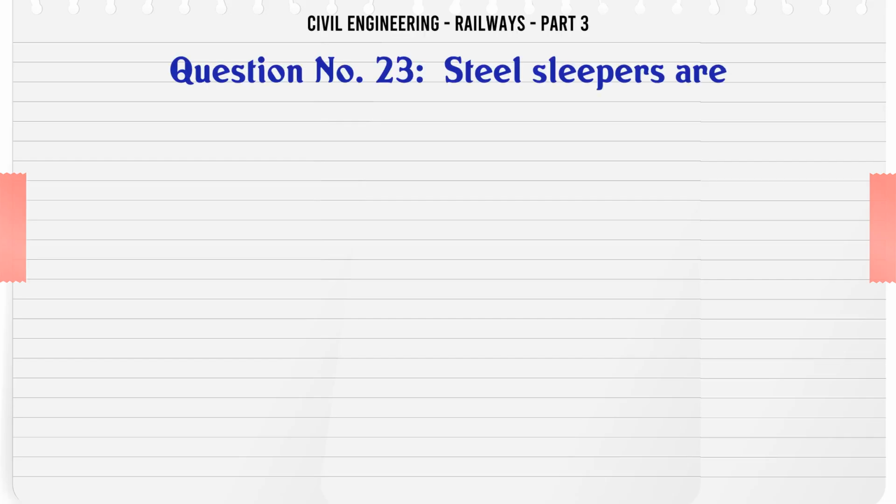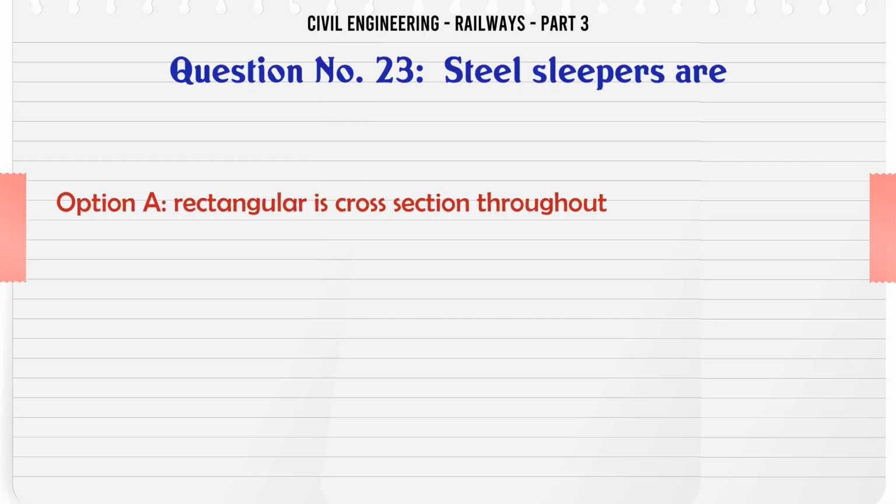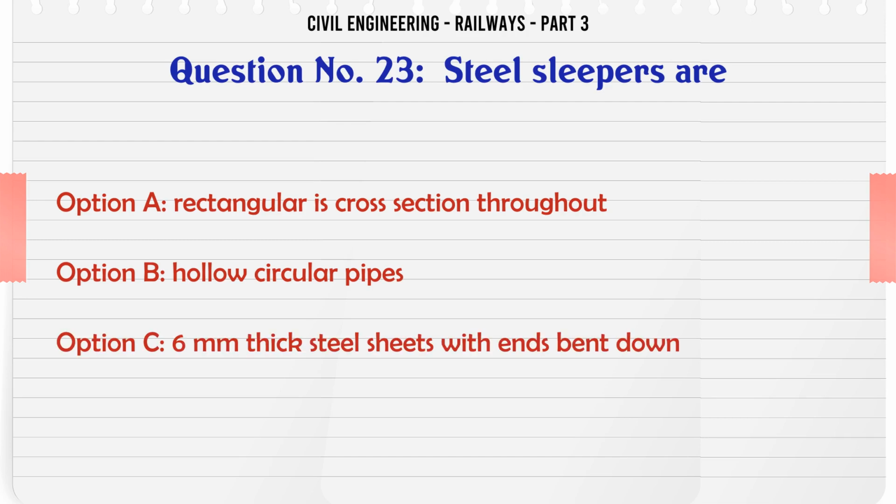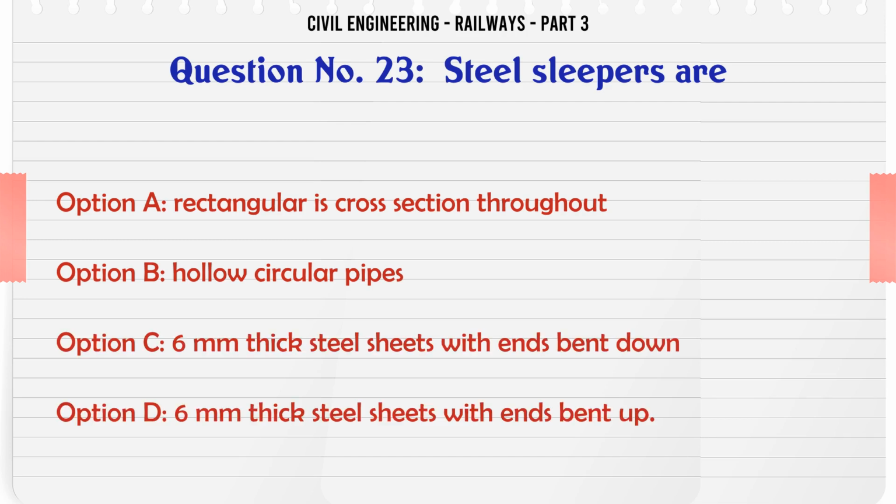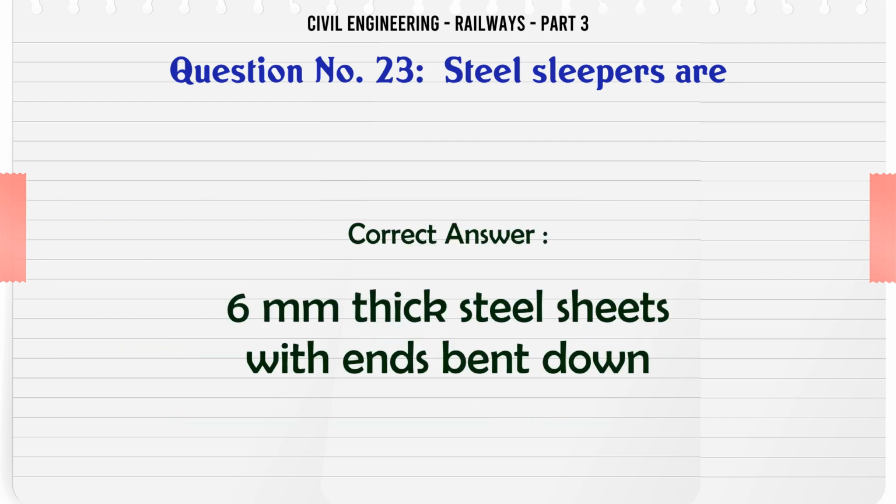Steel sleepers are A. Rectangular in cross-section throughout. B. Hollow circular pipes. C. 6 mm thick steel sheets with ends bent down. D. 6 mm thick steel sheets with ends bent up. The correct answer is 6 mm thick steel sheets with ends bent down.